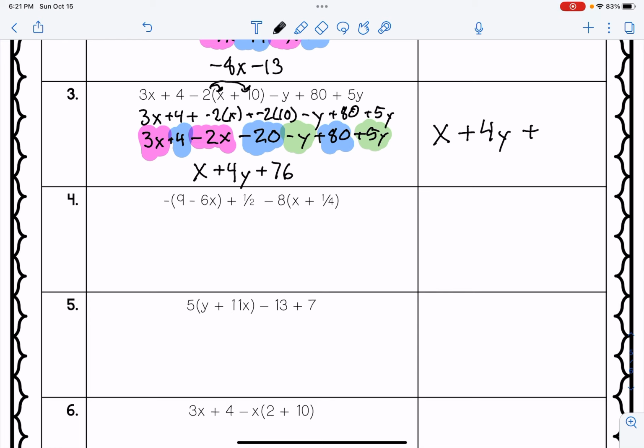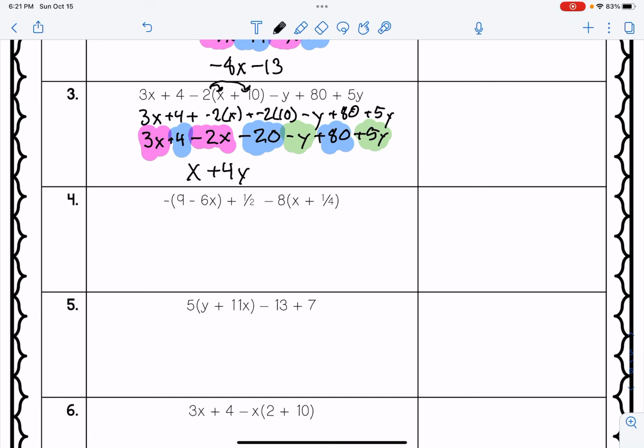Wait a minute. I goofed. Sorry. Let's do that over. So I might need to actually bust out the calculator here. So my x's were good. 3x minus 2x is just x. My y's were good. Negative y plus 5y is plus 4y.